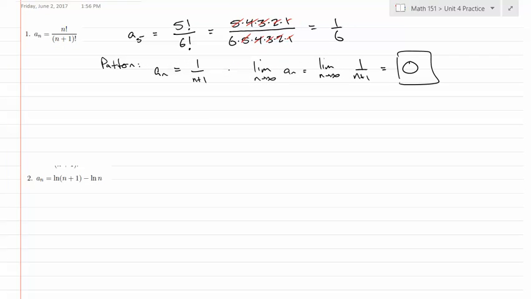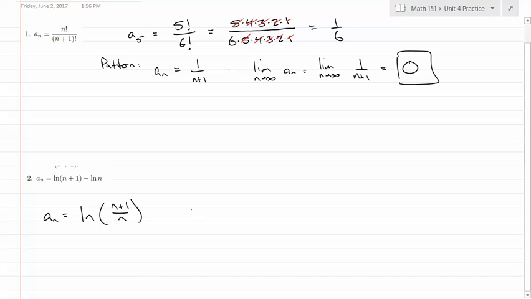For number 2, you've got natural log of n plus 1 minus natural log of n. What you would want to do here is recall a property of logs that says the difference of logs is the same as the log of the quotient. So you could rewrite a sub n as the natural log of n plus 1 over n.